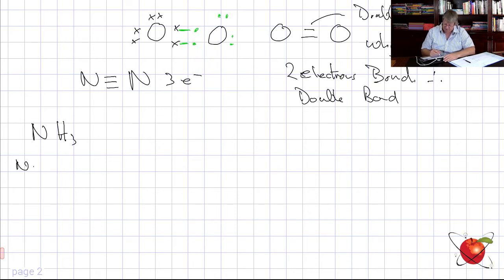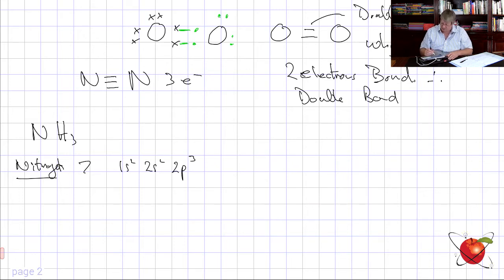Right, nitrogen first. Nitrogen, what number is nitrogen? Nitrogen is, and I say, okay, 1, 2, 3, 4, 5, 6. Nitrogen is number 7. Therefore, 1s2, 2s2, okay, that's 4, 2p3, correct? 3, 4, 5, 7. Let's just go through the process again. 1, there we go. Add them up, and you've got 7 electrons. There we go. Right? Now we draw the nitrogen.